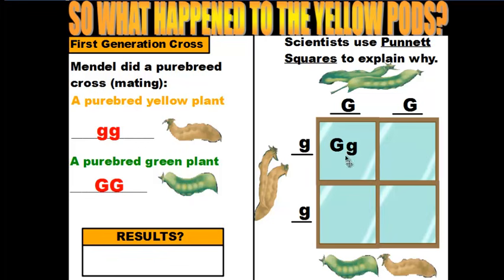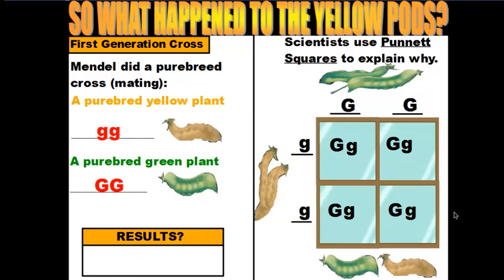And we're going to fill in the Punnett Square the same exact way. Dominant allele green, recessive allele yellow. Dominant allele green, recessive allele yellow. And the dominant allele for green and recessive allele for yellow.